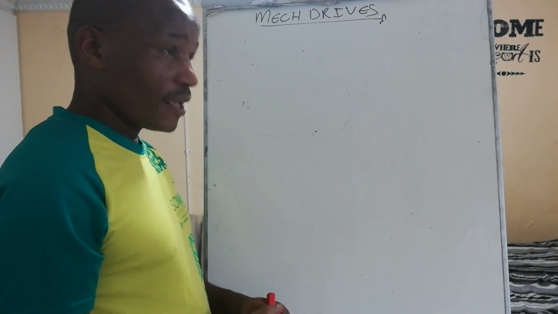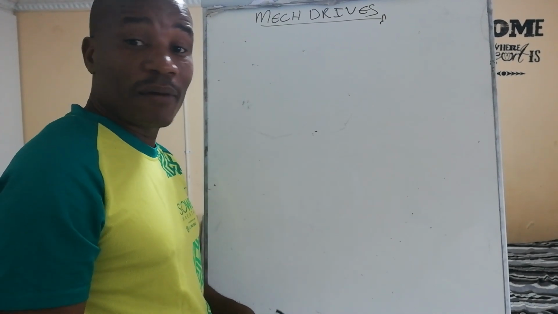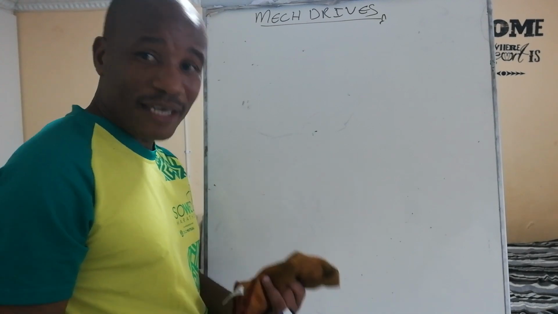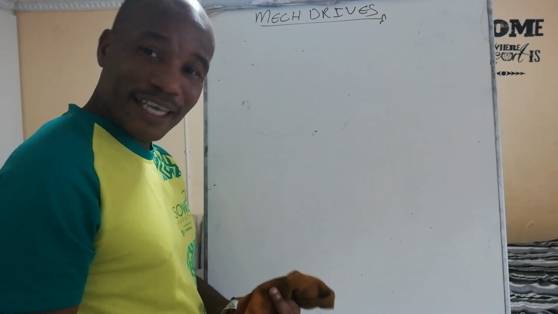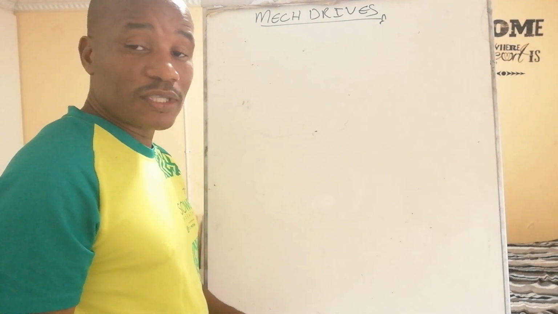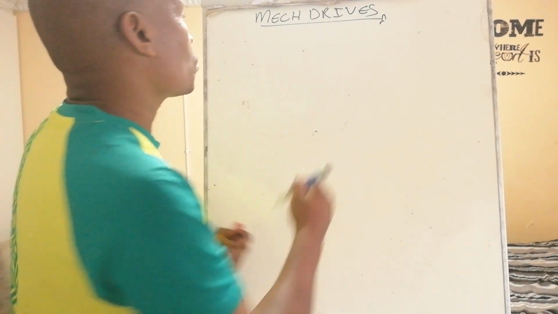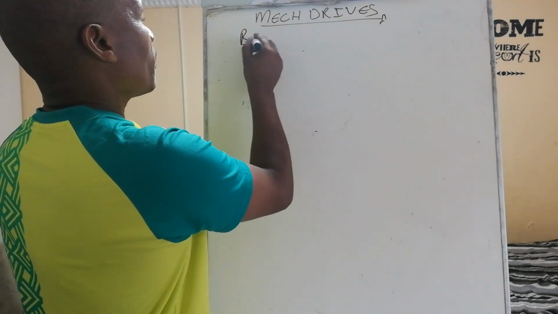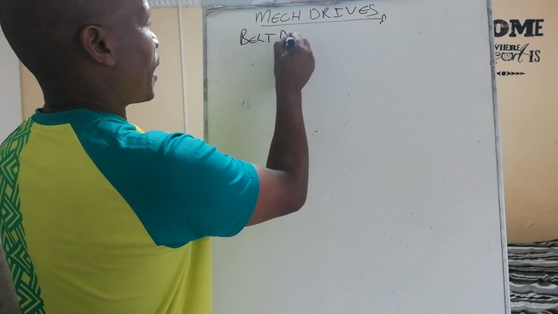Today we're going to do mechanical drives, and there are a number of them. We've got the belt drives, the chain drives, the gear drives, the tooth type drives, and so on. So today let's deal with belt drives.